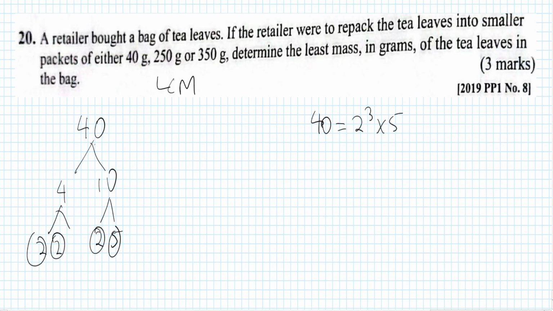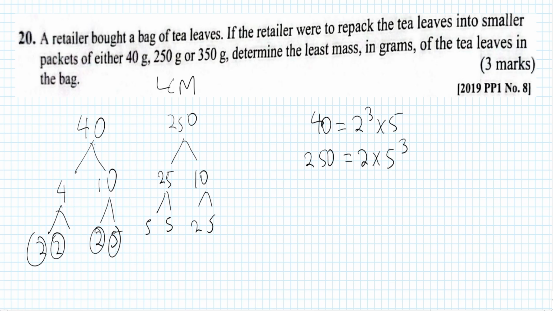How about then 250? 250, the same thing. You can write it as 25 and 10. This one gives you 5 and 5. This one gives you 2 and 5. So again, 250 can be written as 2 times 5 cubed. 2 and the 5 cubed here.